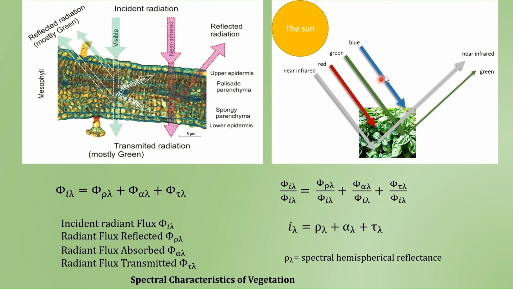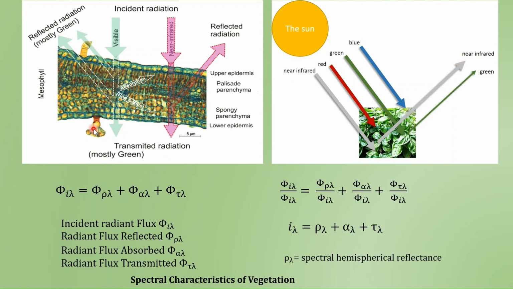When we talk about the visible portion, mainly green color is reflected from the vegetation, giving the green color to the plants or what we see in our surroundings. But apart from the green, we also have the reflection in the NIR range, which is very strongly reflected.